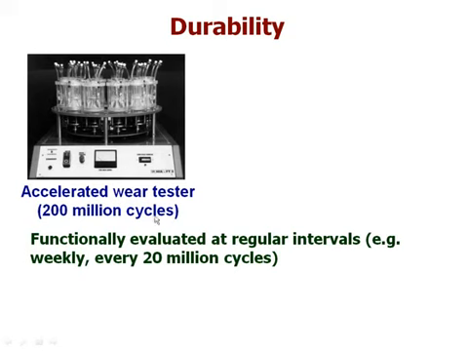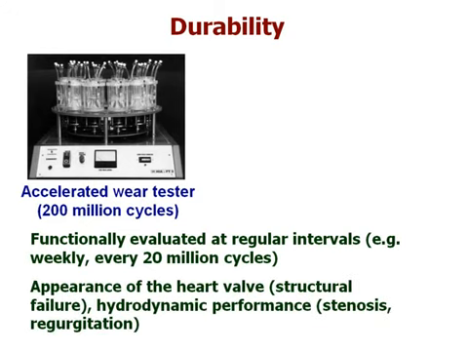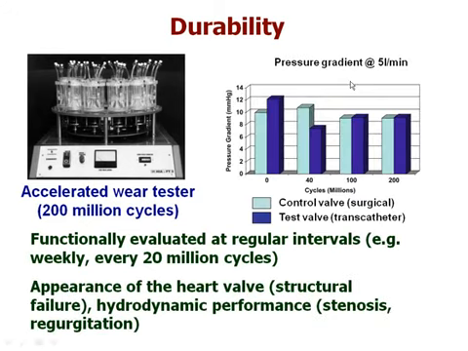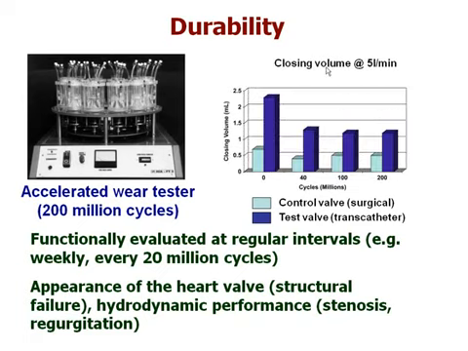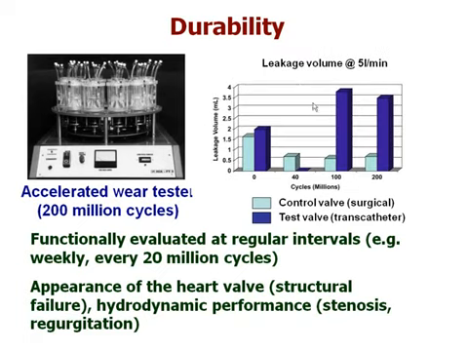These valves are then functionally evaluated at regular intervals, weekly or every 20 million cycles. These valves are actually removed from the accelerated wear tester, they're inspected, and then put back into the pulse duplicators, where you can assess pressure gradients, where you can assess closing volumes and leakage volumes against a control valve that is a surgical valve at this time.